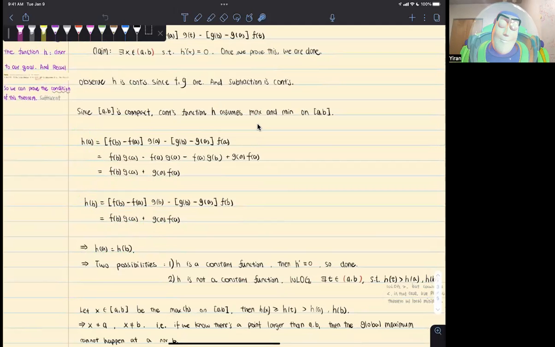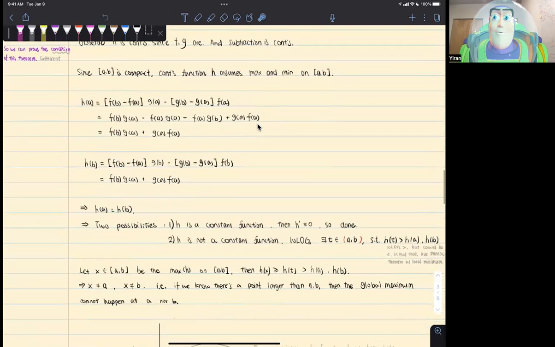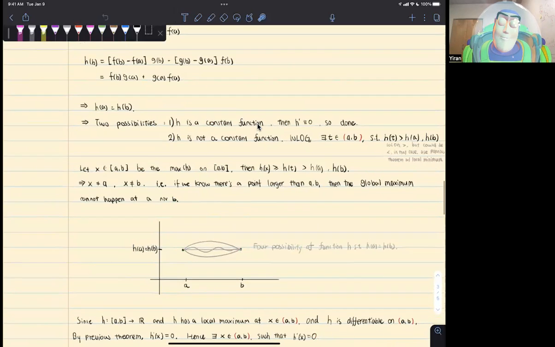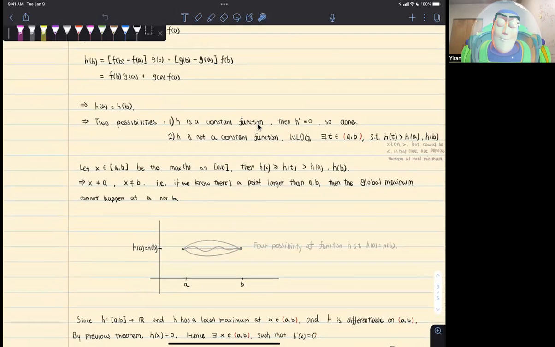Now if you look at this graph, we have h(a) equal to h(b), and there are actually four different possibilities. Let's consider the simplest one, which is that h is just a constant function, a flat line everywhere. Then we're done immediately, because we have shown before that a constant function has derivative 0. So we're done.